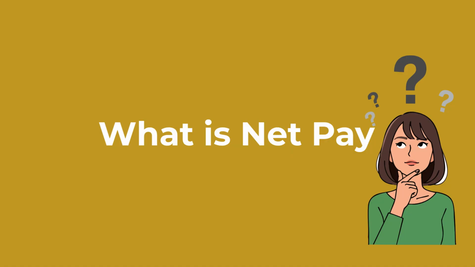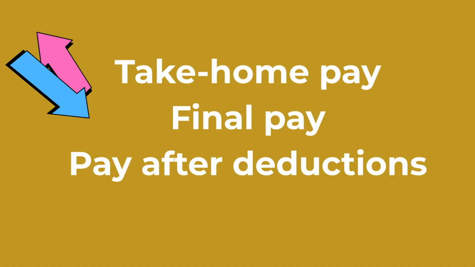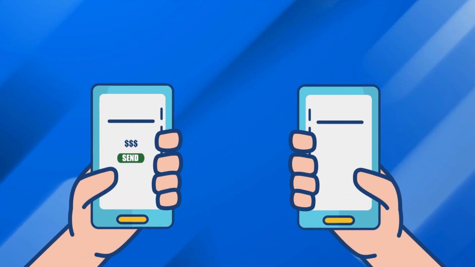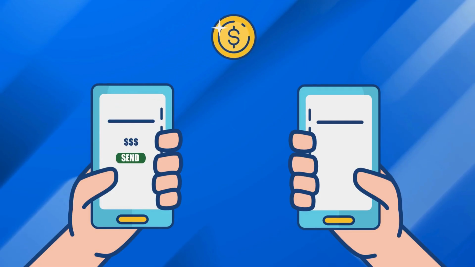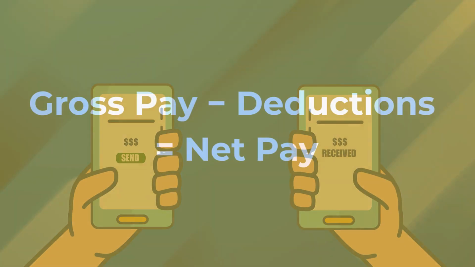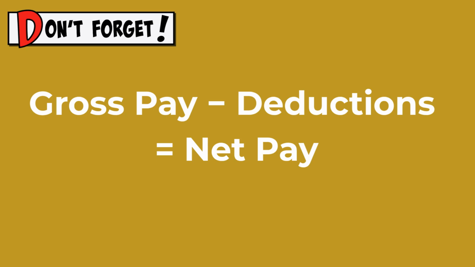Net pay is the amount the employee actually receives after all deductions have been taken. This is often called take-home pay, final pay, or pay after deductions. It is the amount that is transferred into the employee's bank account on payday. So a simple formula is: gross pay minus deductions equals net pay.